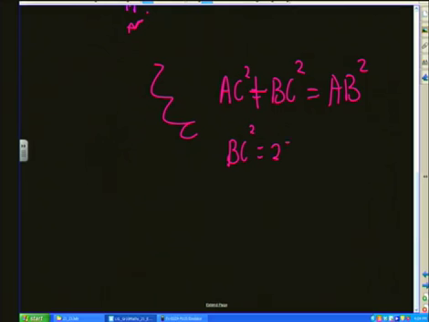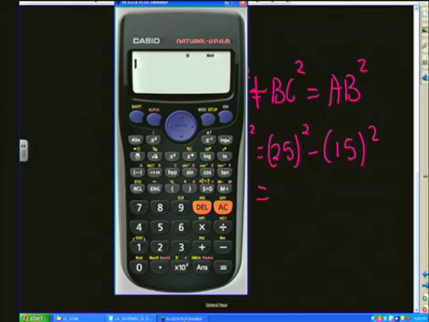which was 25, minus AC squared, which was 15. You can then enter that into your calculator.